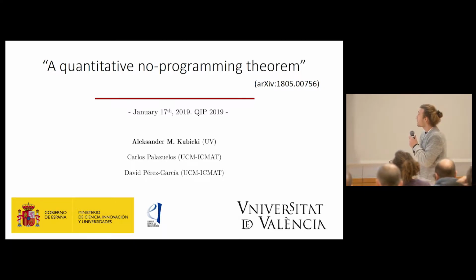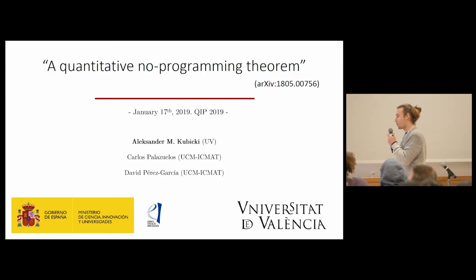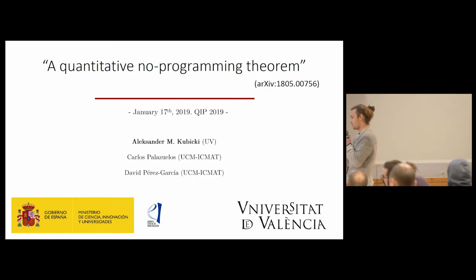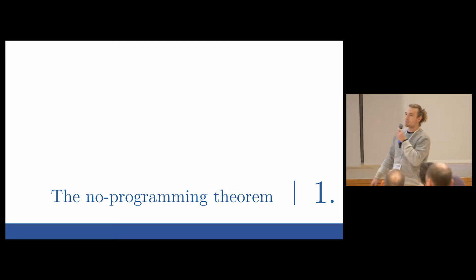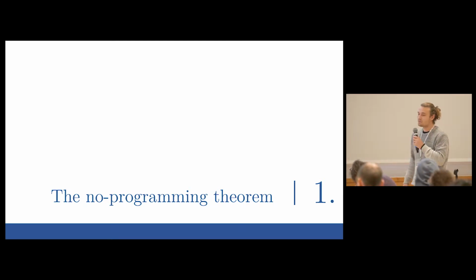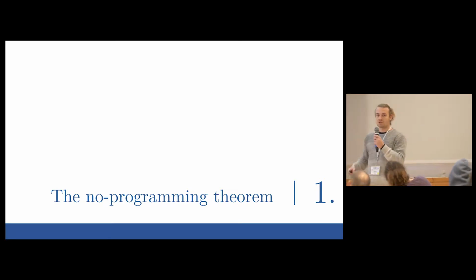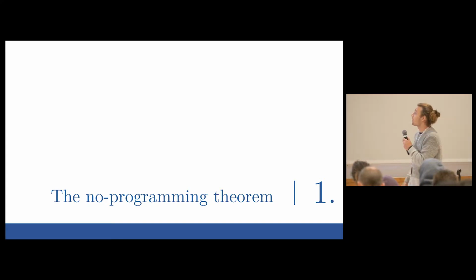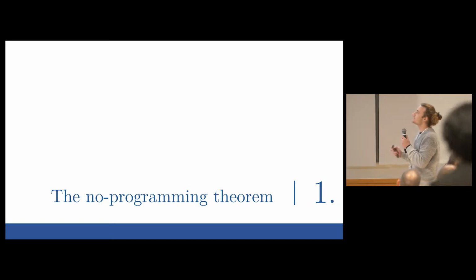Well, the first thing I would like to do is make you understand the title of our work. And the first thing we are going to discuss is the so-called no programming theorem. This no programming theorem is a no-go result, which was introduced by Nielsen and Chuang more than 20 years ago. It spots some limitations we have in quantum theory to program quantum operations in a memory. So I will make this statement more precise now.